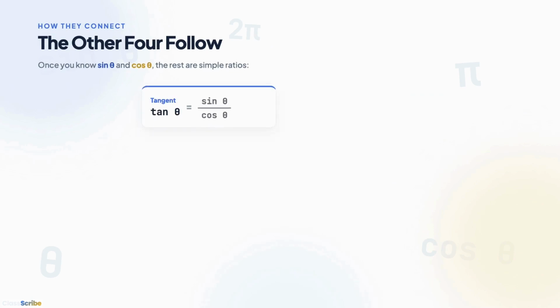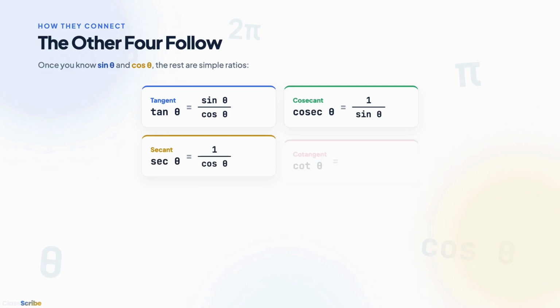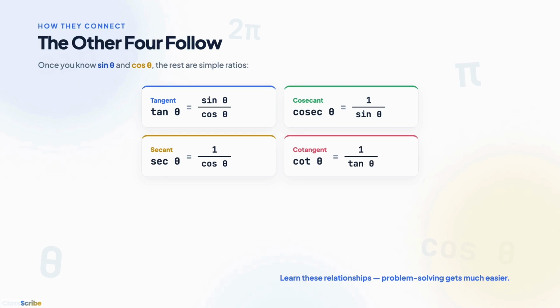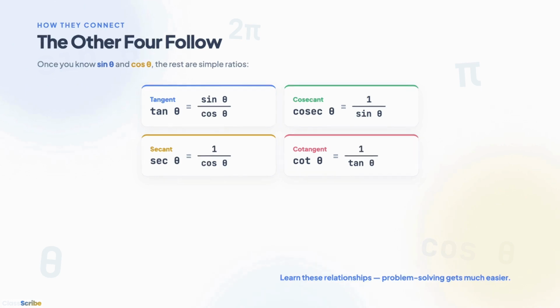Tan theta equals sine theta divided by cos theta. Cosecant equals 1 upon sine. Secant equals 1 upon cosine. Cotangent equals 1 upon tangent. Learning these relationships makes solving problems much easier.